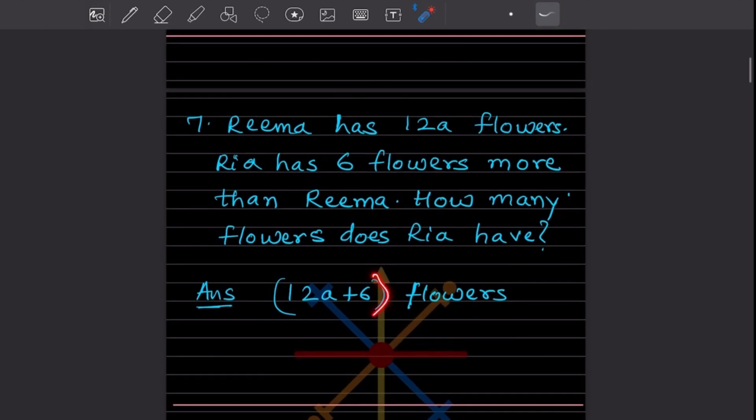And this should be written in brackets because there are 2 terms. So brackets are very important. Okay.